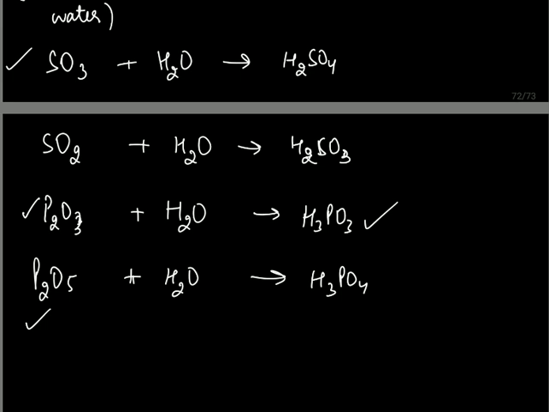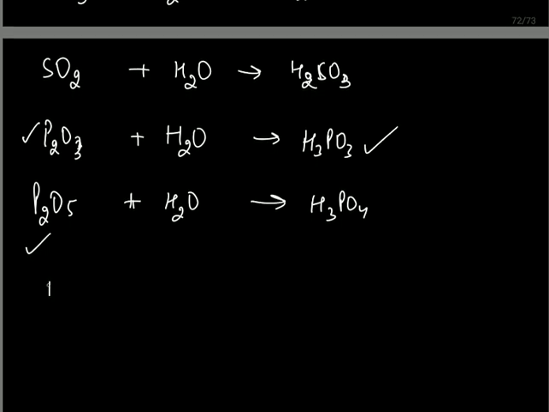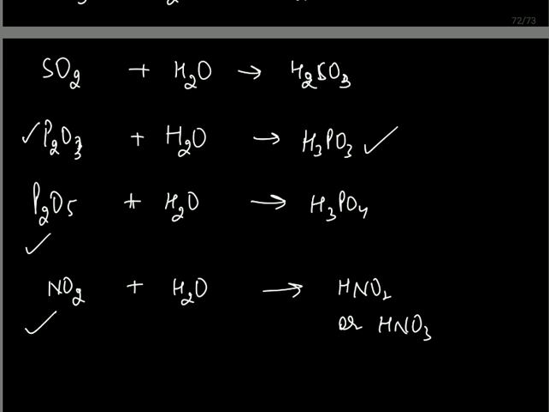What is the anhydride of phosphorus acid? The answer is phosphorus trioxide. And we can even use nitrogen dioxide reacting with water. They give a mixture of acids, nitrous acid or HNO3. So both acids can be formed, nitrous as well as nitric acid, and the anhydride is NO2.